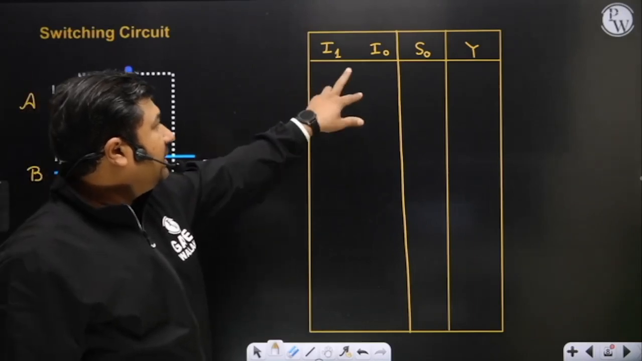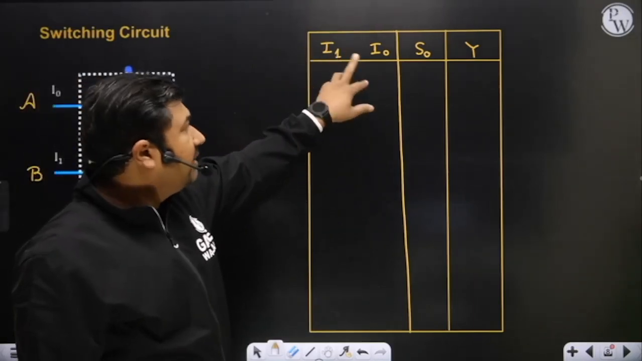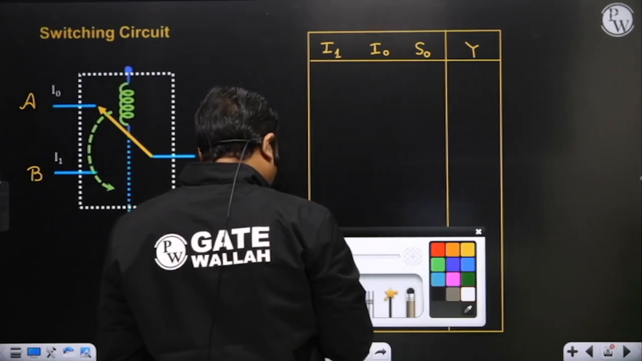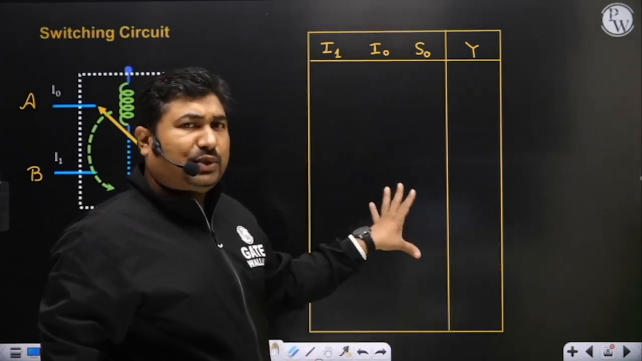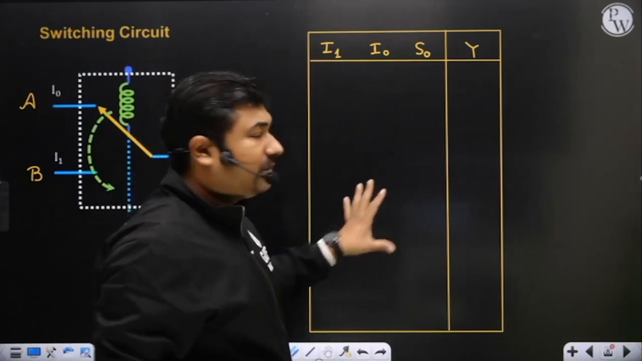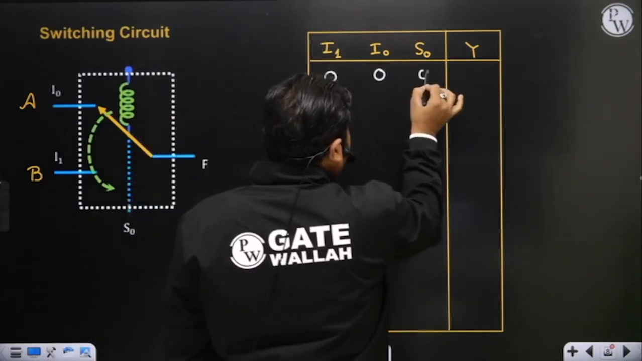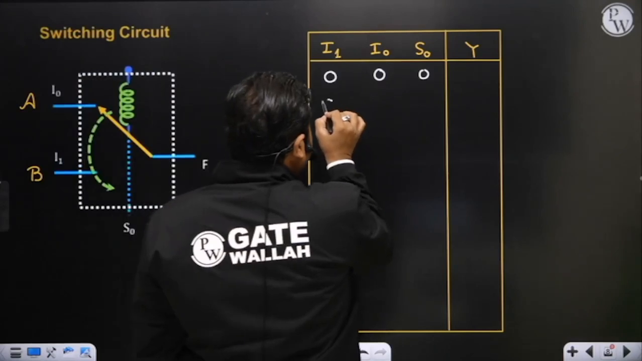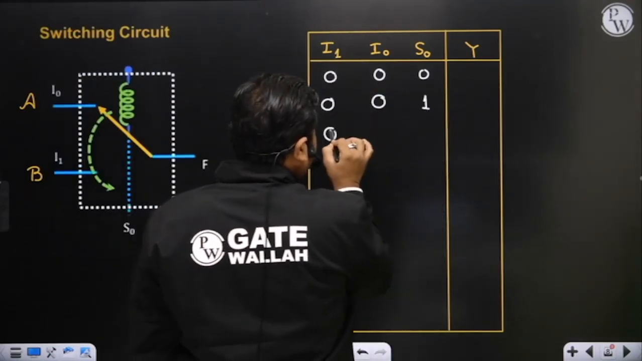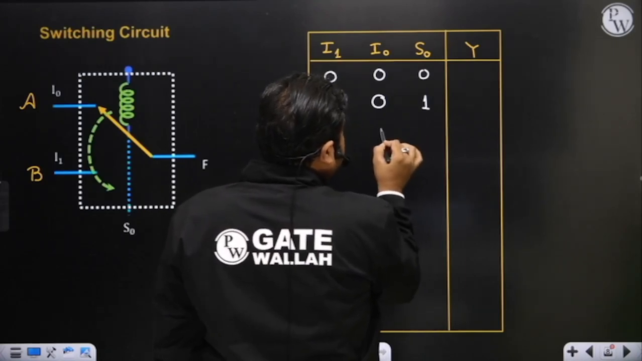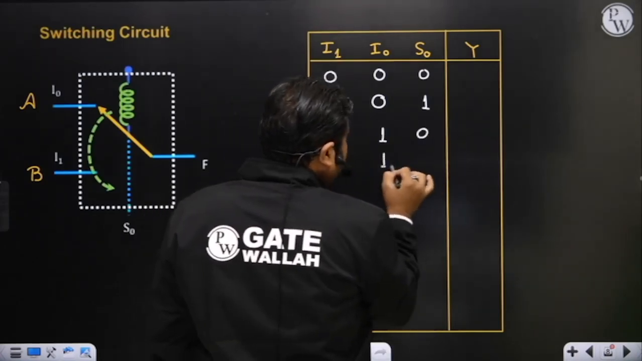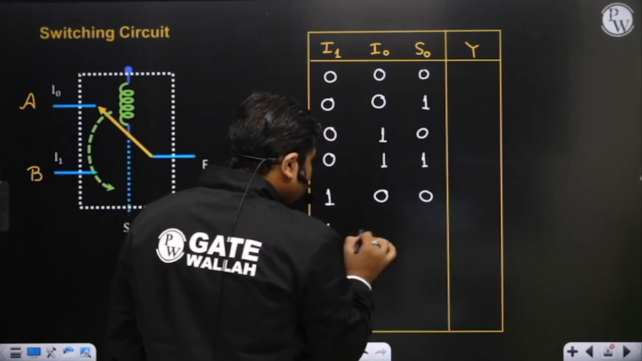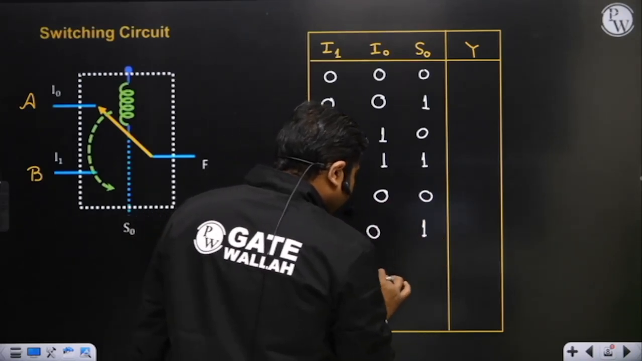Now please observe here. How many possibilities of the inputs? I1, I0 and select S0. So total possibilities are 8. Either all are low. Please try to understand, this is just to show you; later on we will go with a simple one. Maybe I0 is low, I1 is low, or S0 is low. Another possibility is any one of them is high, or any two of them are high, or all are high. So we have a total of 8 different possibilities with the 3 inputs.